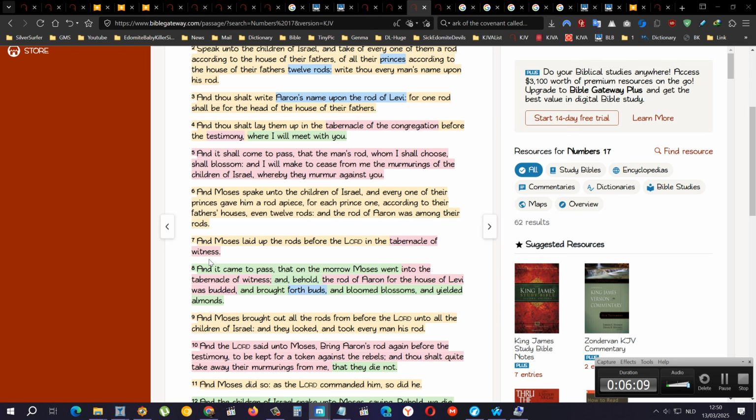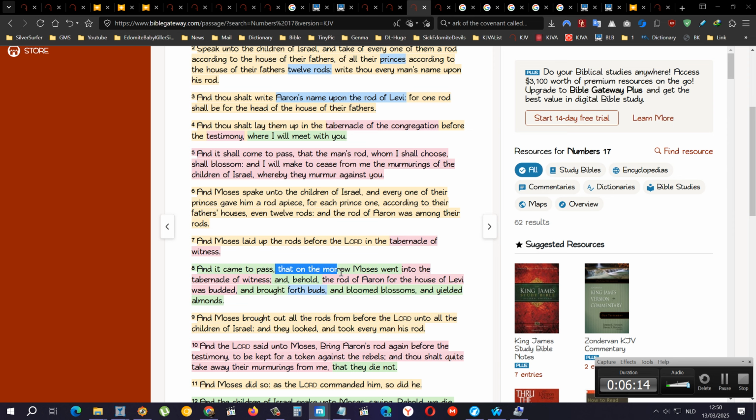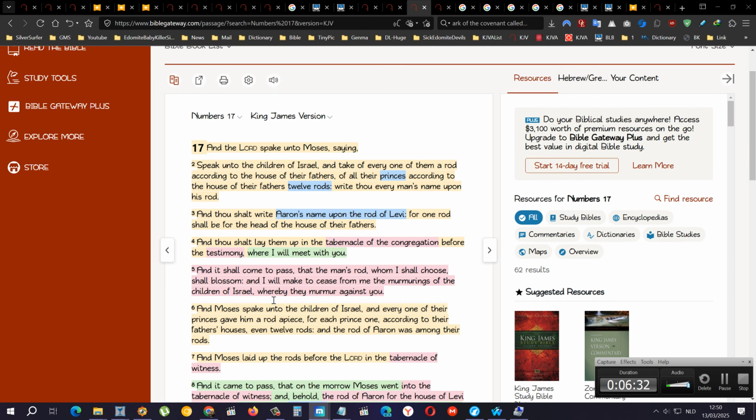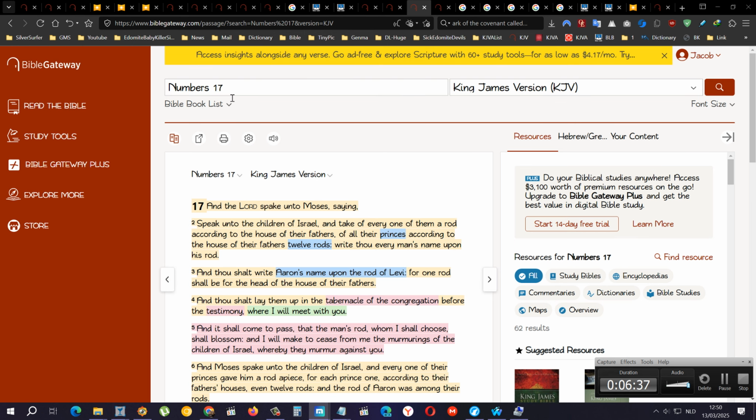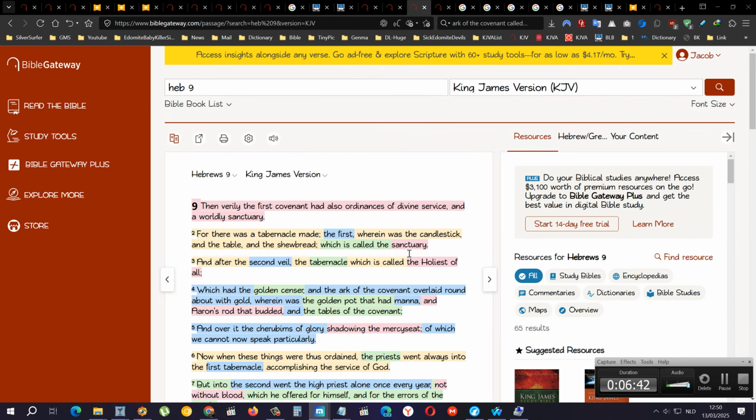Okay, so it says here, verse 8, Numbers 17:8. And it came to pass that on the morrow Moses went into the tabernacle of witness, and behold, the rod of Aaron for the house of Levi was budded, and brought forth buds, and bloomed blossoms, and yielded almonds. But where did he put it? Let me see. Here. So the rod of Aaron was in there, right? So what was in there then?